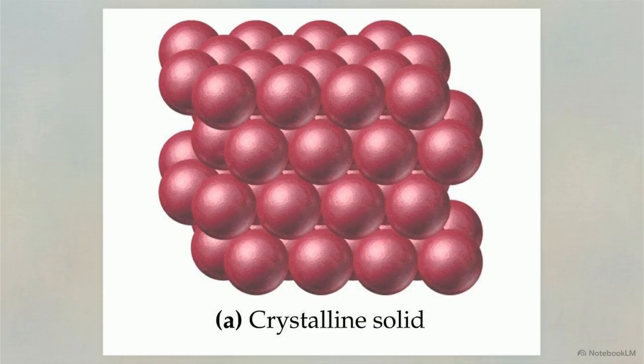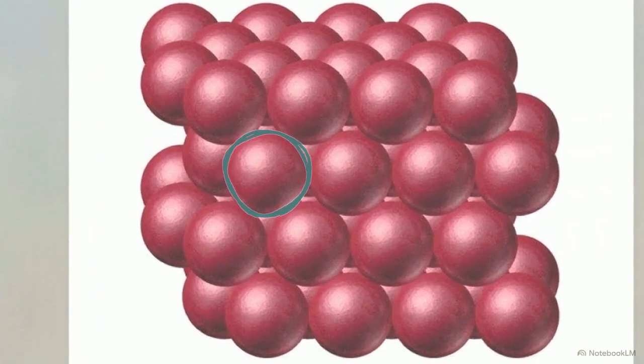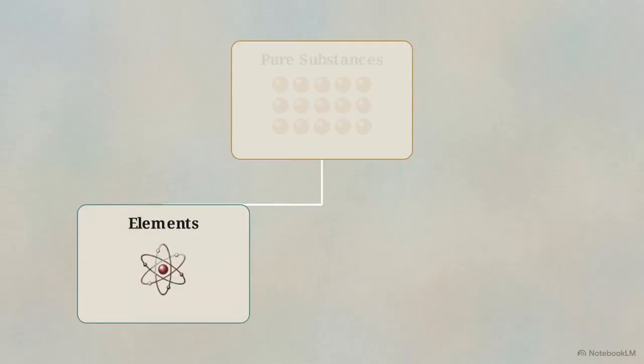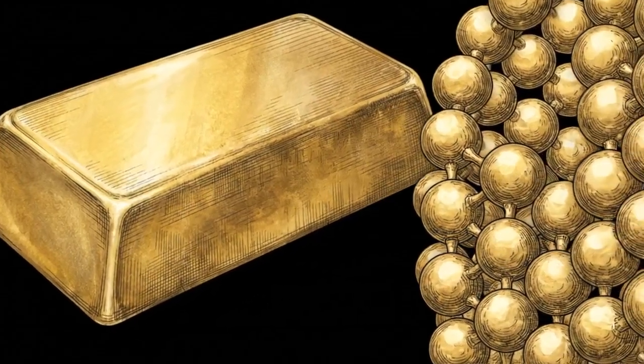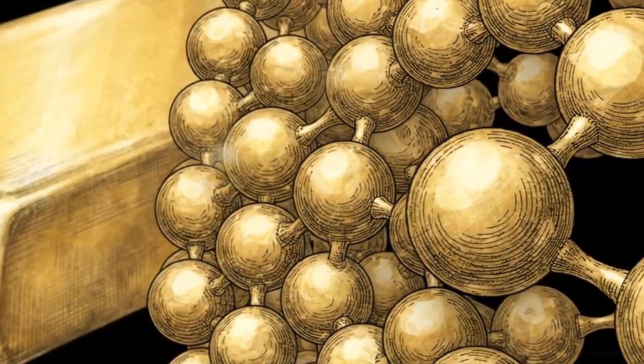This microscopic model shows exactly why. At the atomic level, pure substances arrange themselves into highly predictable, locked structures, like this tightly packed crystalline lattice. Pure substances subdivide into two specific categories. The first is elements. Elements are the simplest chemical forms of matter. They cannot be broken down into anything simpler by further chemical means.